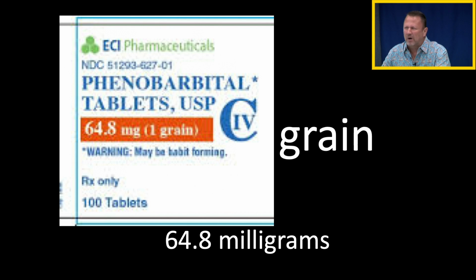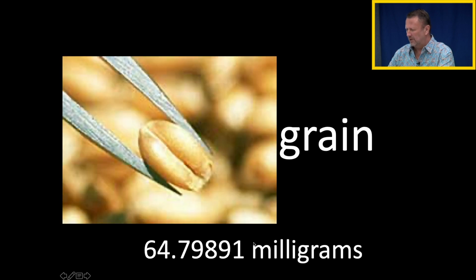All right, so here's phenobarbital from ECI Pharmaceuticals. And there's the NDC number if you want to look it up. And here, one grain is what? 64.8 milligrams. Okay, great. What's a grain? 64.8 milligrams. Let's just round it up from 64.79891 milligrams. That's what Google says a grain is.